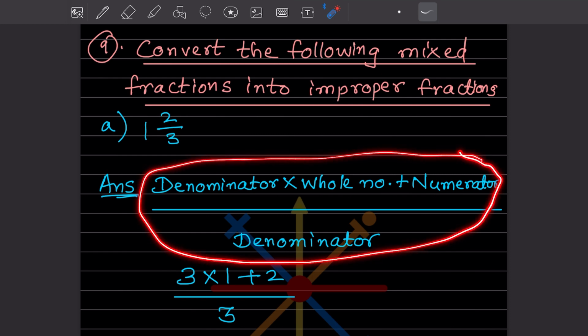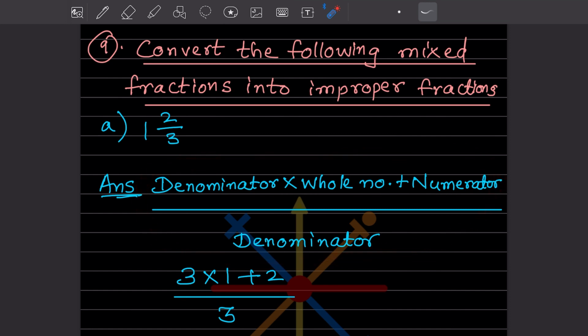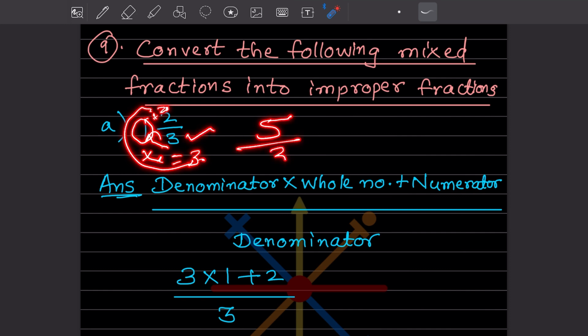So I have written this one. Just note down all the formulas in your notes. Now look at here, denominator. So this is the denominator, right? Into whole number, which is this whole number. So you will go denominator into whole number. This is the multiplication. And whatever answer you get, 3 into 1, that is going to be 3. So that 3 you are going to add to this numerator plus 2. 3 plus 2 is 5. And the denominator remains the same. So 5 by 3.